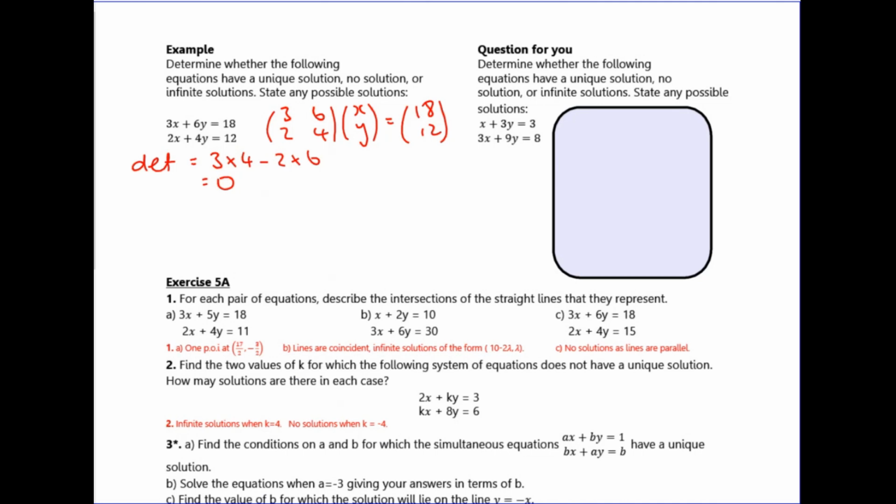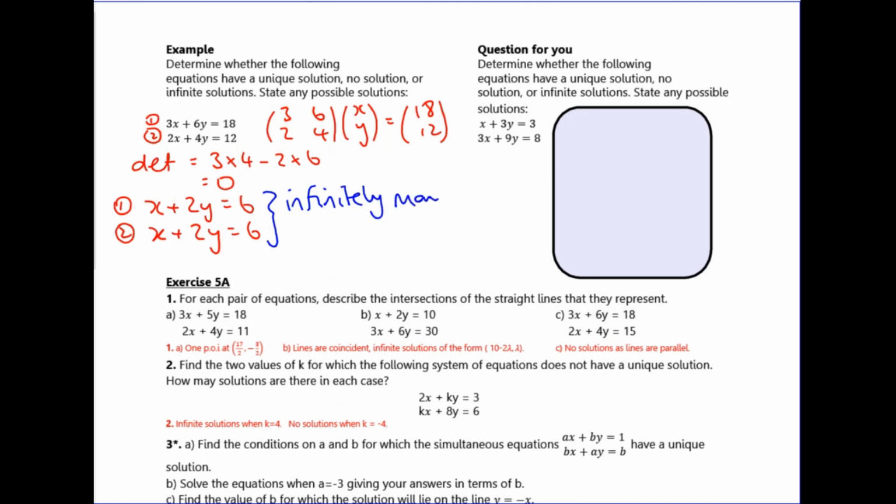So either you can simplify each thing down and show that you get the same thing, or you can say that the second one, if you times it by 1.5, you'll get the first one. Either's fine. So equation 1, if I divide all of that through by 3, I get x plus 2y equals 6. Equation 2, if I divide all of that by 2, I also get x plus 2y equals 6. Therefore, there are infinitely many solutions because these are the same.